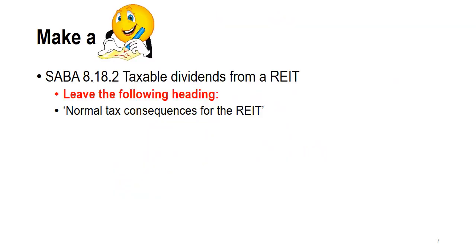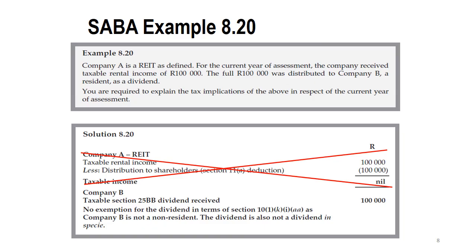Right, so one of the exceptions we spoke about was if the dividend is received from a real estate investment trust. I just want you to make a note, 8.18.2 in SABA, there's a heading taxable dividends from a REIT, and then there are 2 additional headings below that. You can leave the following heading, normal tax consequences for the REIT. We only focus on the normal tax consequences for the shareholder, and I want you to go to your SABA and open up at chapter 8. We're going to look at example 8.20.